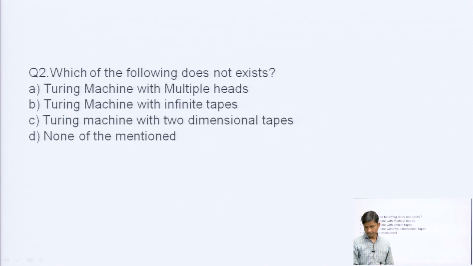Which of the following does not exist? This is asking: Turing machine with multiple heads, Turing machine with infinite tapes, Turing machine with two-dimensional tapes. All three exist. So, it is asking which of the following does not exist. This means we have multi-tape Turing machines, Turing machines with infinite tapes, and Turing machines with two-dimensional tapes, but it is asking for one that does not exist. So, D is the right option, none of these. These all are existing.